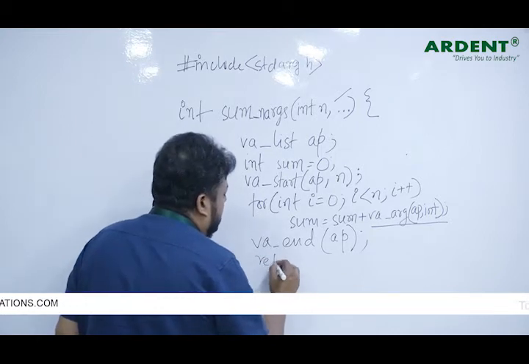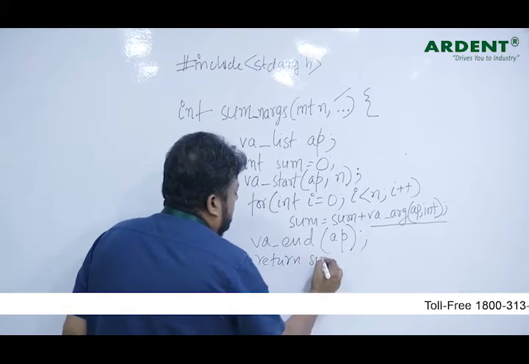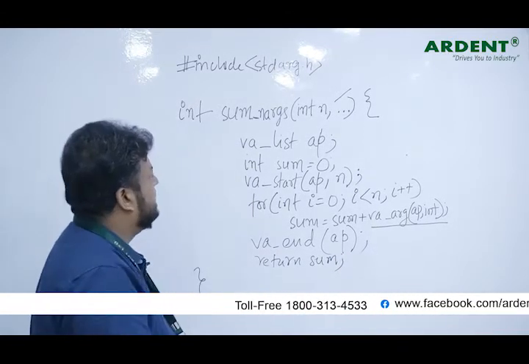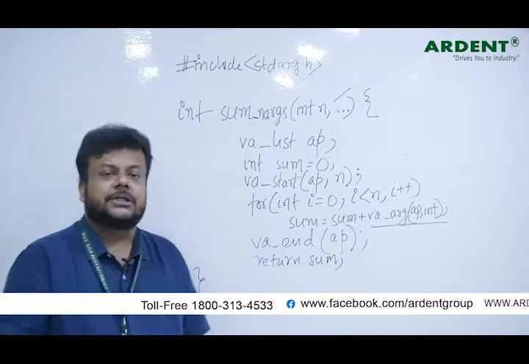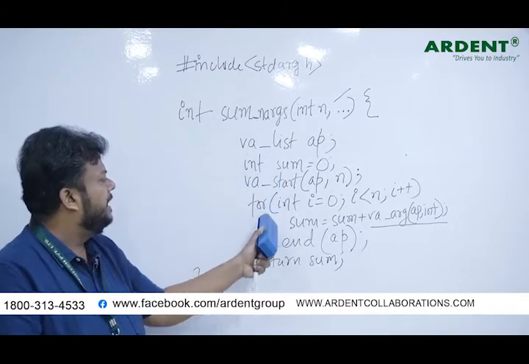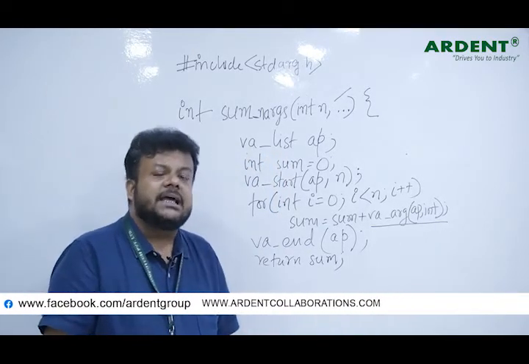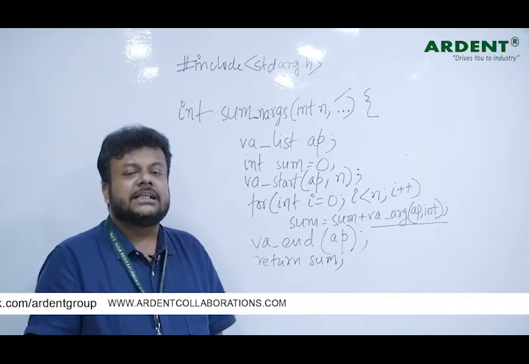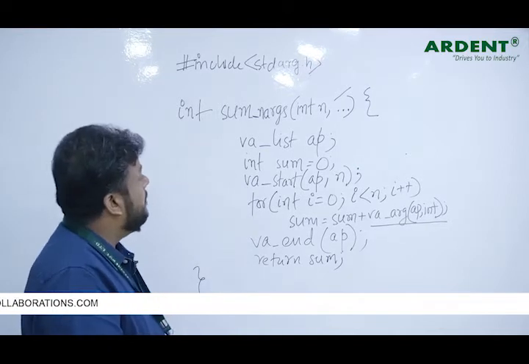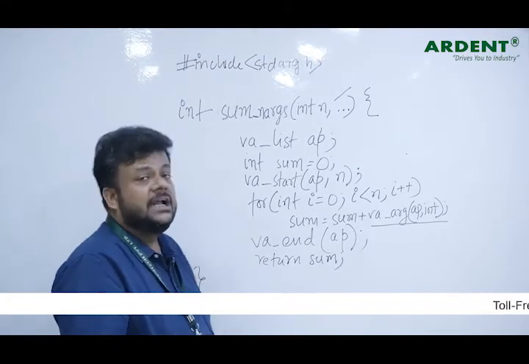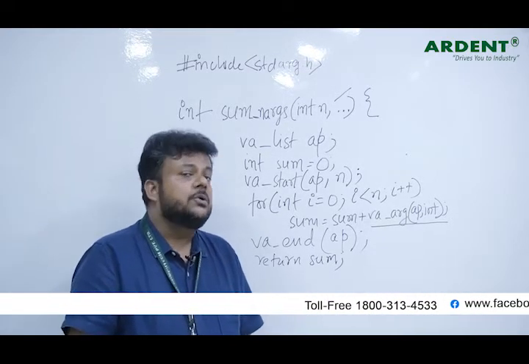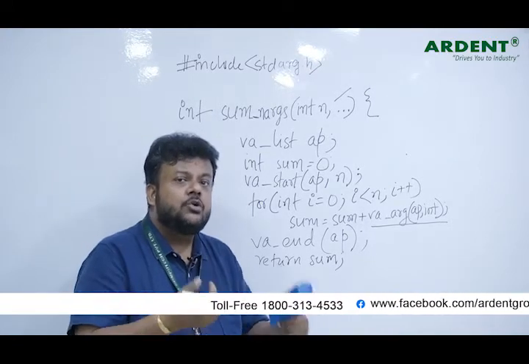Finally, the last line: once we have the result in the sum variable, what we will do? We will return the sum variable to the calling function. So here we find 1, 2, 3, 4, 5, 6, 7. In 7 lines, we have written a function that is going to find the sum of n number of integers. So sum_in_args is the function which is going to actually do the work for me. So now finally, what I'm going to show you is how you call this function.